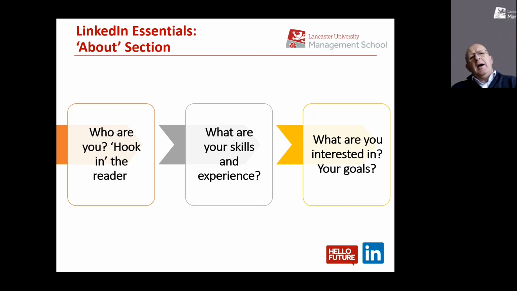So thinking about the about section, you need to think, who are you? So what is the thing that's going to attract a recruiter? And I go back to, you know, if you're studying economics and you're applying for a role and you think there's going to be lots of other economics students both in LUMS and across the UK going to apply for the role, what's going to make you stand out? So your about section is, as I said, your skills and experience, but also what are you interested in and what are your goals?